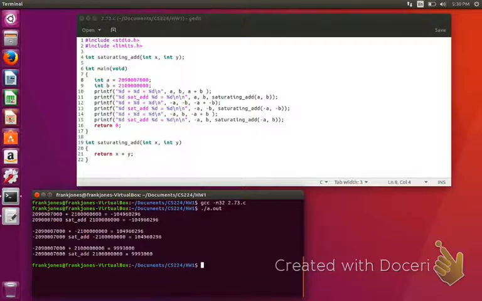So again, we're supposed to make sure that this function returns, let's see here. We want to return Tmax when there is positive overflow, Tmin when there is negative overflow, and in all other cases we just want to return the value that we actually got.